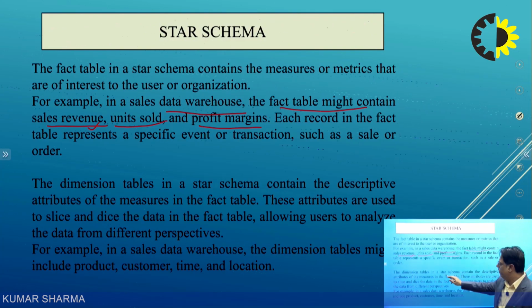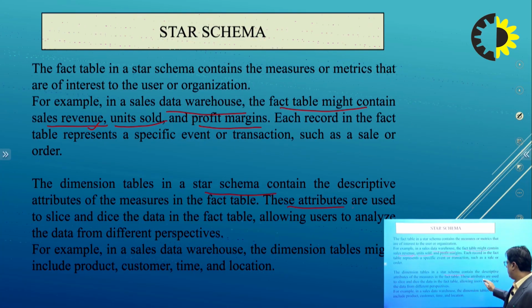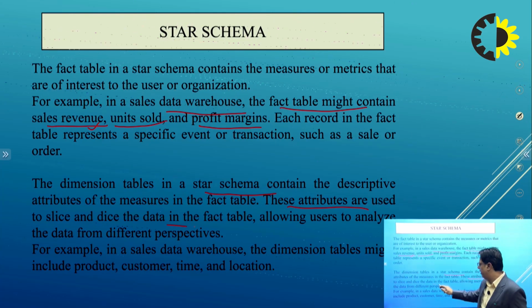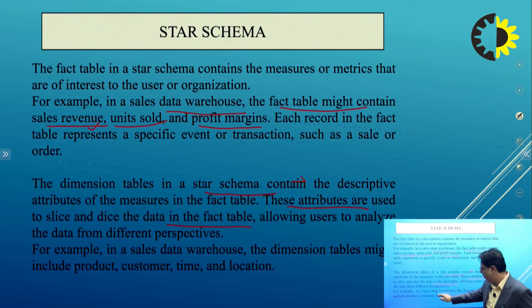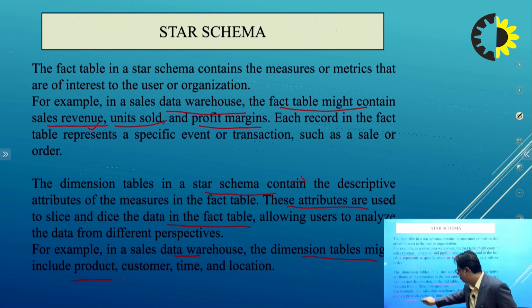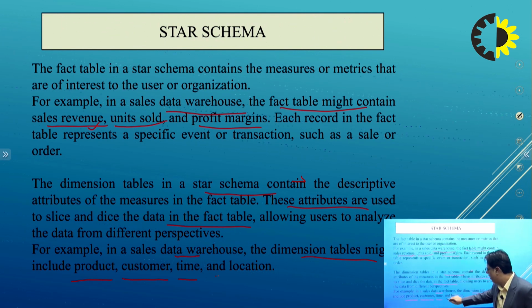Now the dimension tables in a star schema: these attributes are used to slice and dice the data in the fact tables, allowing users to analyze the data from different perspectives. Like we already considered the sales data in the fact table, so we explain the dimension table according to the sales data. The dimension tables might include product, customer's name, time and locations. These all are the descriptive data of attributes that are used in the fact tables.